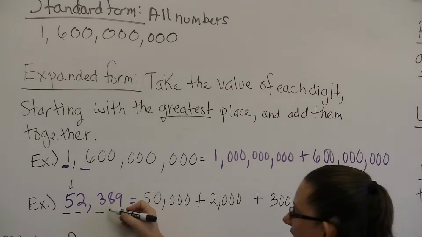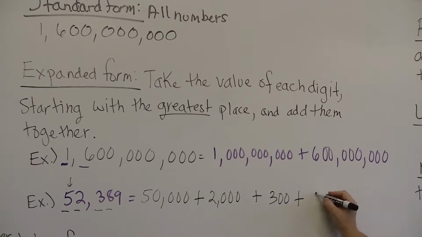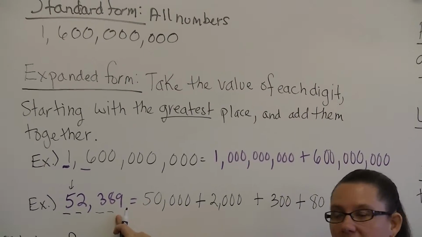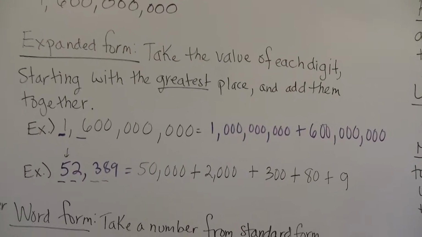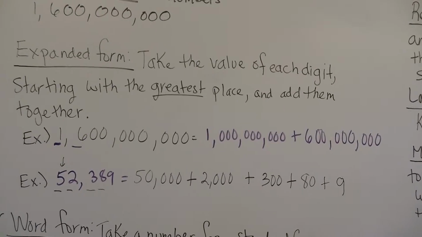I go back, next number is 8. 8 is in my 10 space, so it's worth 80. I go to my last number, 9 is in the ones place, so it's worth 9. And that is expanded form. If you have questions, take a minute and write them down now.